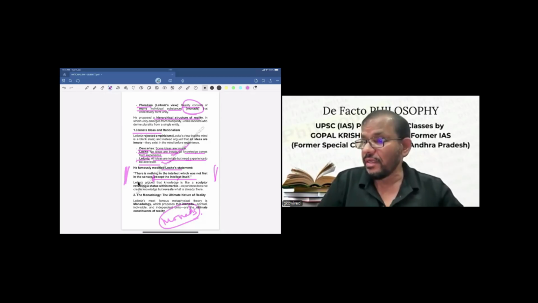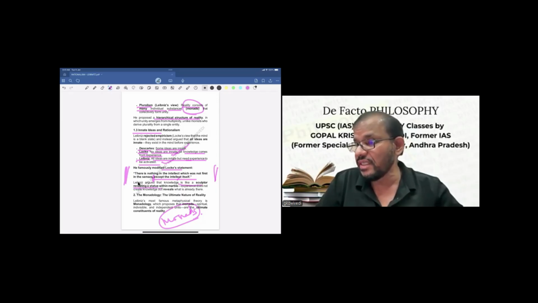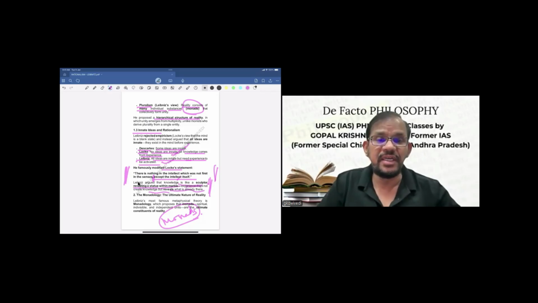Leibniz argued that knowledge is like a sculptor revealing a statue within the marble. Experience does not create knowledge but reveals what is already there. So this is Leibniz's theory of knowledge or innate ideas, his comments on rationalism. Now, monadology. This is his very important theory. Several times questions have been asked on it.